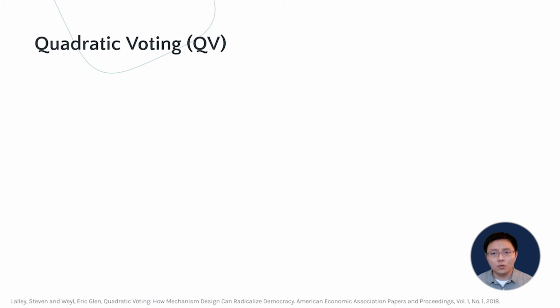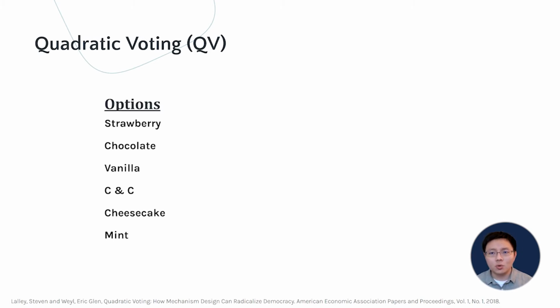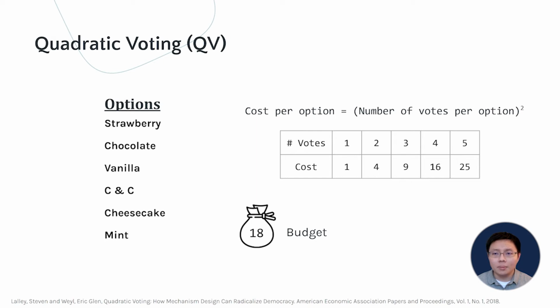We will walk you through how QV works using the ice cream example. In this QV survey, it asks customers to express how much they like the different flavors. Each of them has 18 credits as their budget. Their votes have a quadratic cost. One participant, Tom, likes chocolate and vanilla but hates cookies and cream.